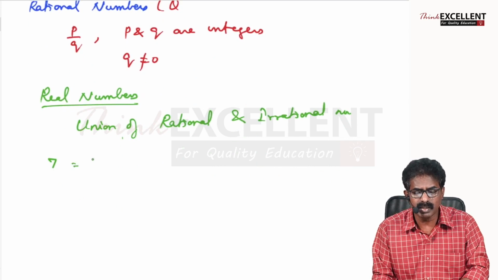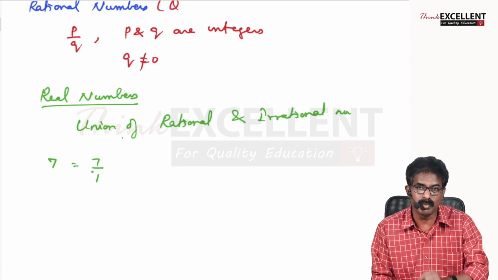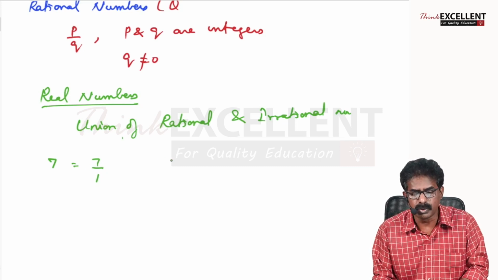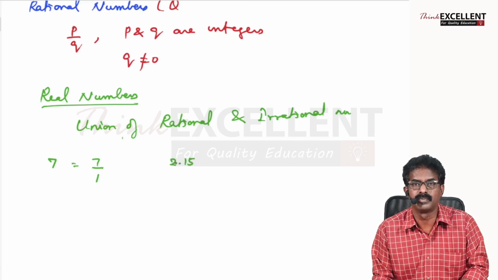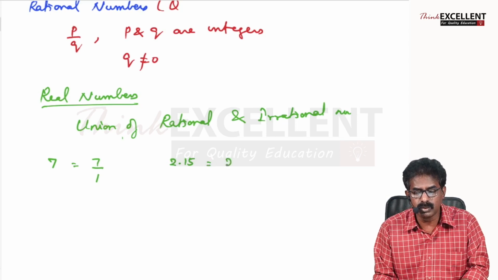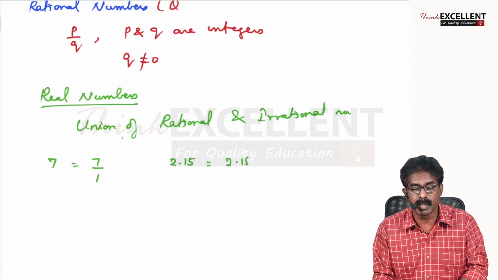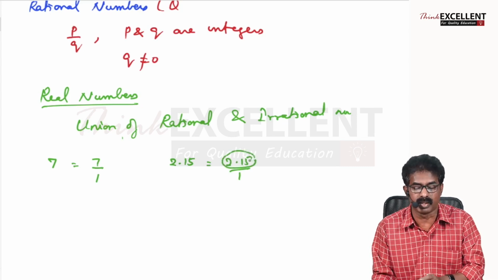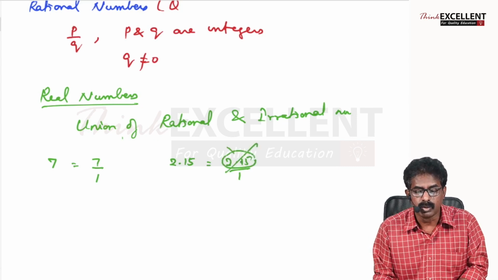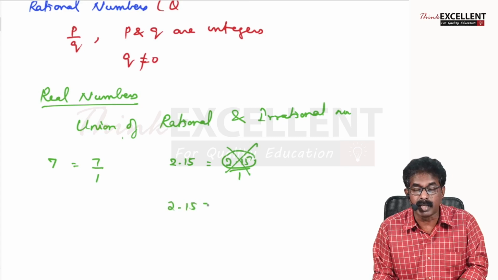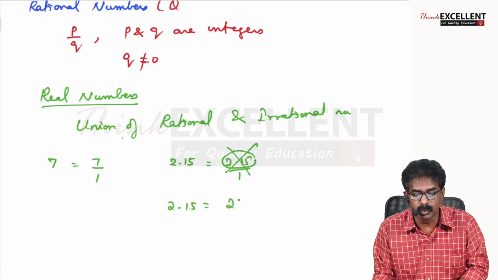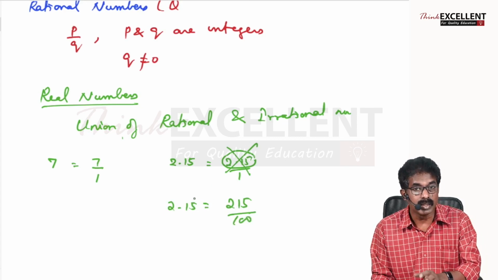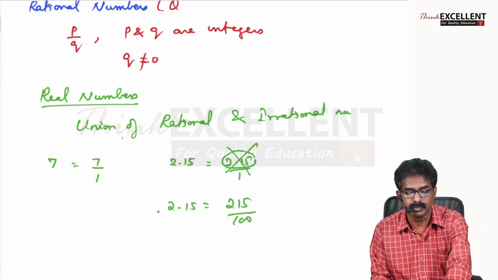Suppose you take 7. 7 can be written as 7 by 1, numerator integer, denominator integer, and denominator not equal to 0. So it is a rational number. Suppose 2.15. You can't simply say 2.15 by 1, so it is rational, no, because the numerator is not an integer. But what you have to do here is multiply by 100 and divide by 100. 215 by 100, then you can cancel and write. So 2.15 is a rational number only.